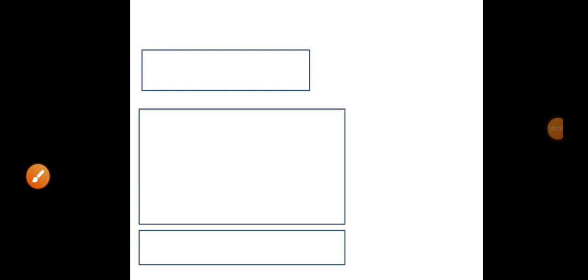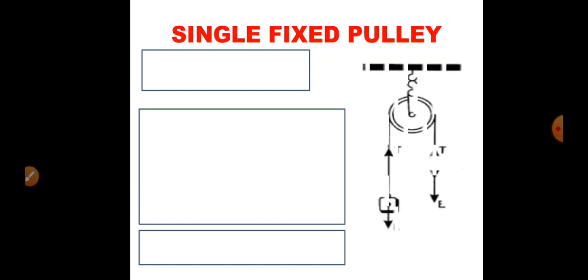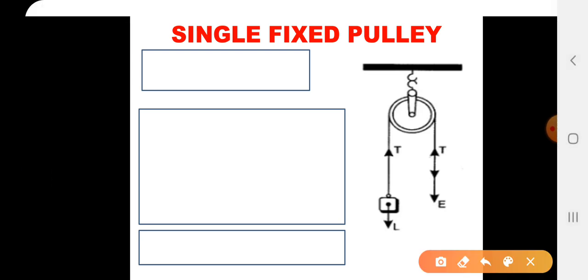So let us discuss the first pulley system, that is single fixed pulley. You can see in this diagram, this pulley is fixed to a rigid support here. This is a load which we are going to lift, and this is the direction of effort where we are going to apply a force in order to lift this load.